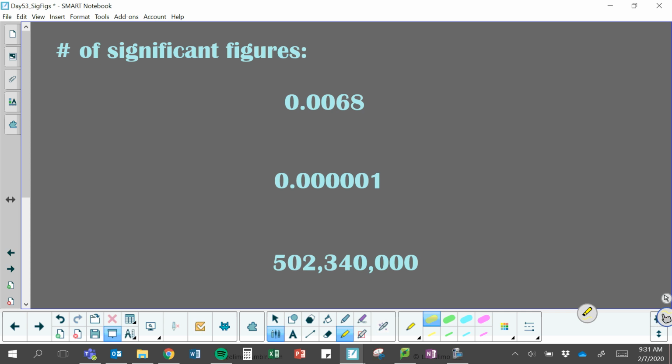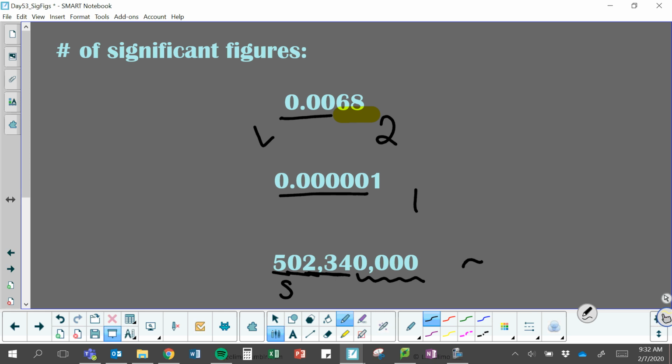Okay, so this first one, there's only 2 significant figures because these zeros are on the left. Same with all of these. They're on the left, but they're not significant. There's only 1. Okay, so in this one, 5, 2, 3, 4, we know automatically are significant. This 0 is significant because it's sandwiched, but these at the end are not significant because there's no decimal point. So we have 5.